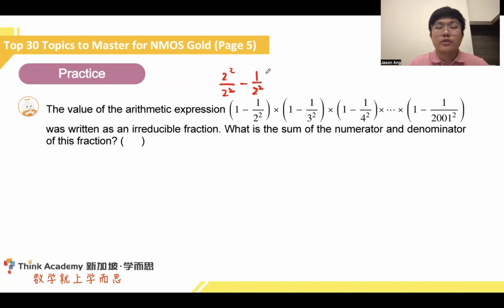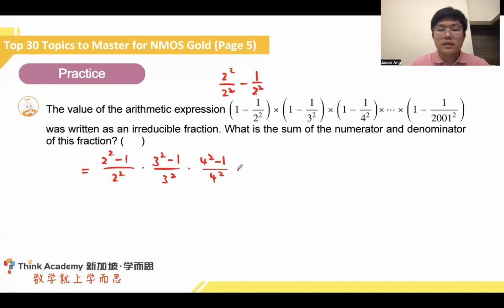And in this case, look at the numerators. I can now rewrite my fraction as (2 squared minus 1) over 2 squared, multiplied by your next pattern: (3 squared minus 1) over 3 squared, times (4 squared minus 1) over 4 squared, and so on and so forth. We have many terms, then after that, we get (2001 squared minus 1) over 2001 squared. But I am going to be writing it in a slightly different manner.